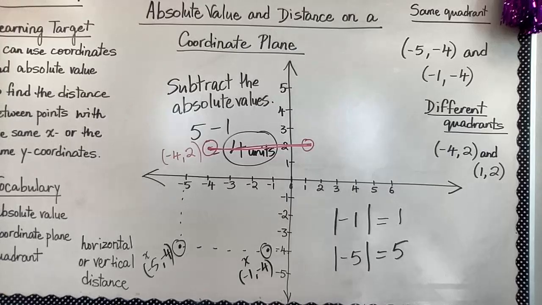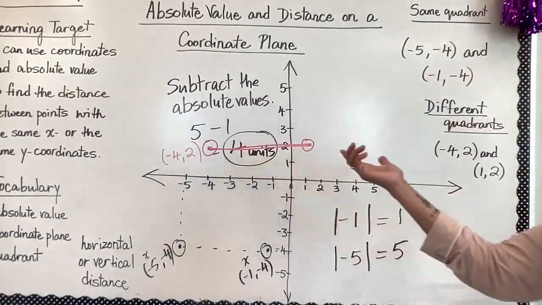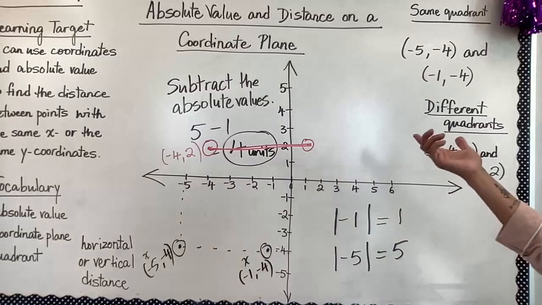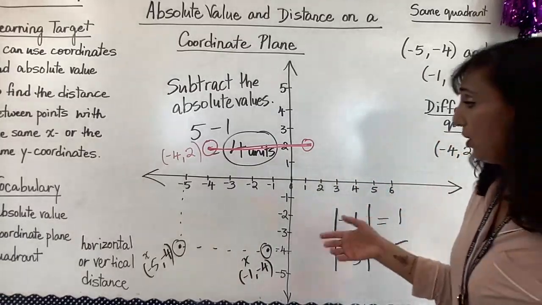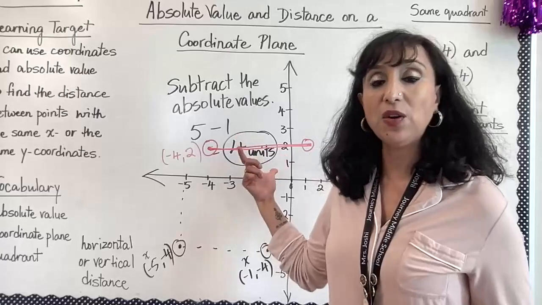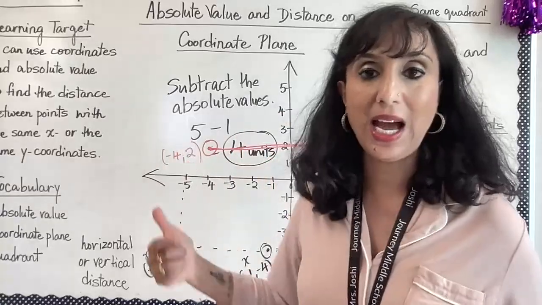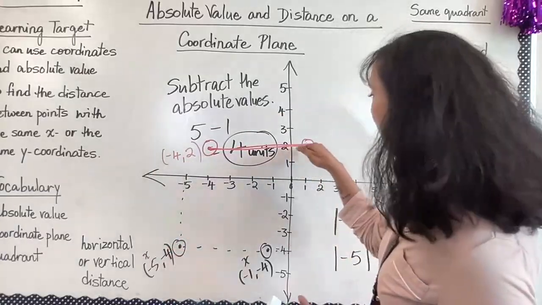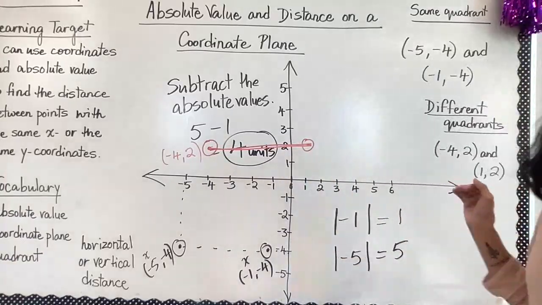All right, and we are going to take the absolute values of the x coordinates and we are going to add them. So in the same quadrant, what we do is subtract the absolute values. In different quadrants, we are going to add the absolute values, because this much plus this much is going to give me the total distance between those two.